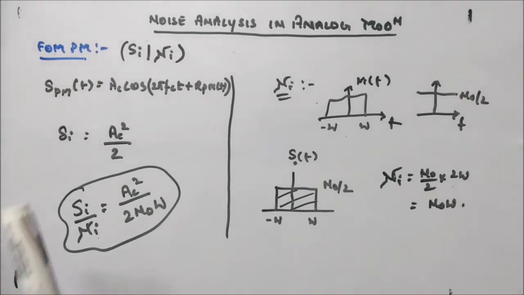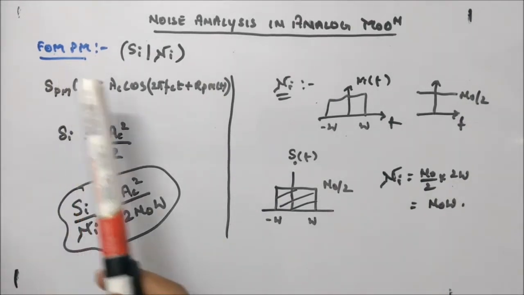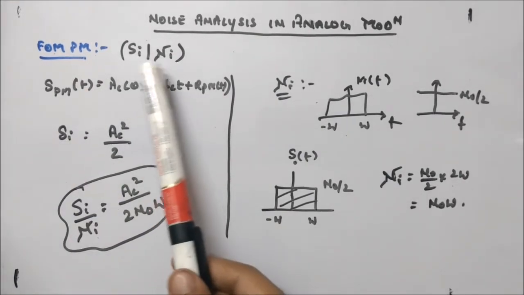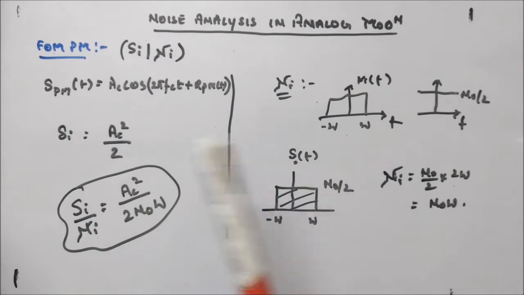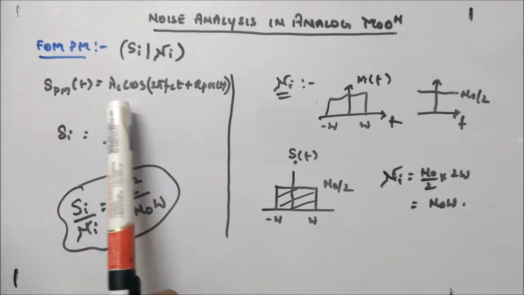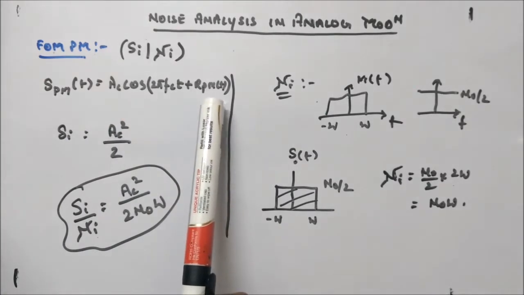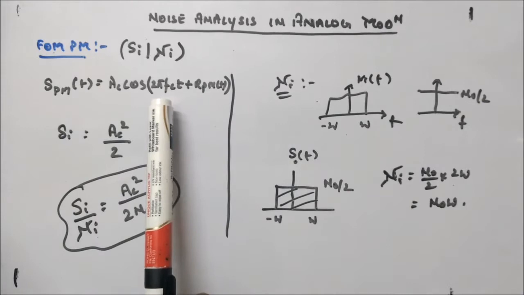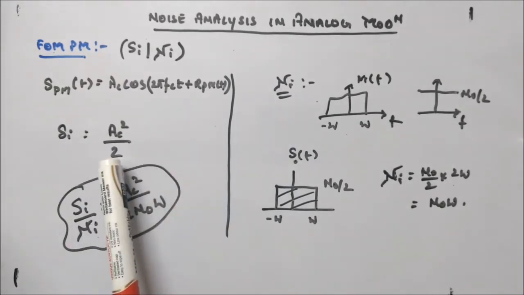So now we can calculate the FOM of PM in the same manner as FM. First we will calculate SI and NI. Nothing will change in case of SI and NI. Your PM signal is Ac cos(2π fc t + kp m(t)). So the power we want from the PM signal will be Ac² divided by 2.